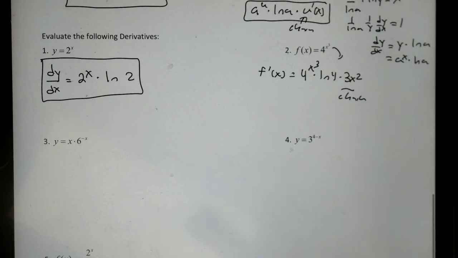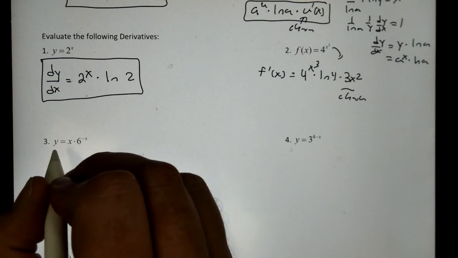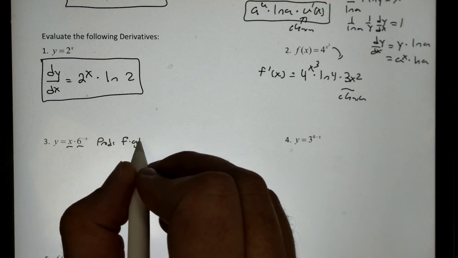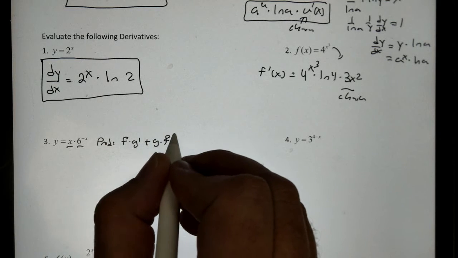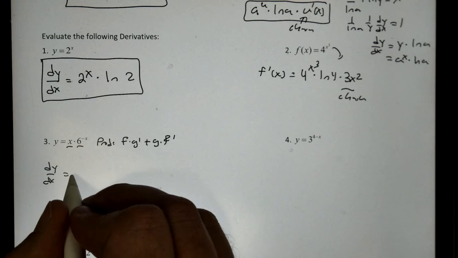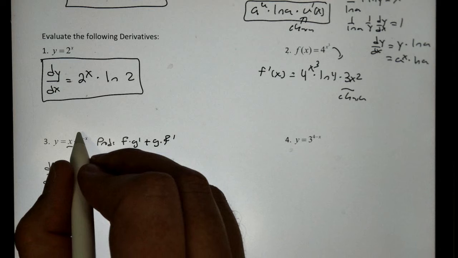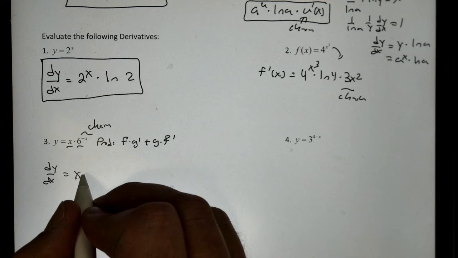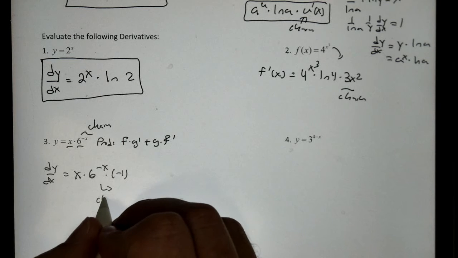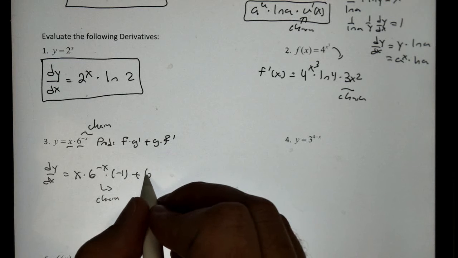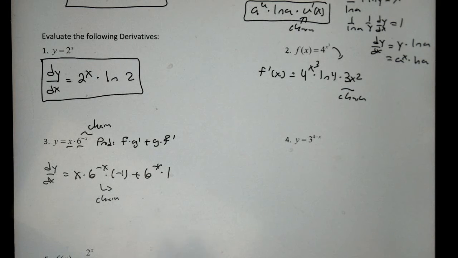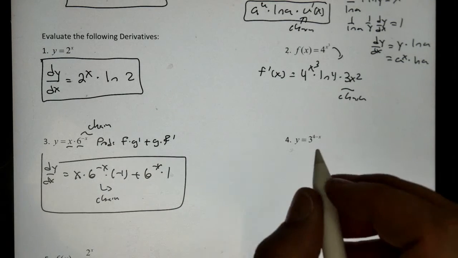We can apply our other properties to it as well. For example, for number 3, here we have a product rule. Don't forget our product rule. That's the first times the derivative of the second plus the second times the derivative of the first. So let's go and try it. dy dx. My first is x. The derivative, this is my exponential. And don't forget there is a chain here. We're going to get 6 to the negative x, chain rule times a negative 1. There's a chain right there. Plus the second, 6 to the negative x, times the derivative of the first, which is just 1. And there's my derivative. Don't simplify, just leave it alone.